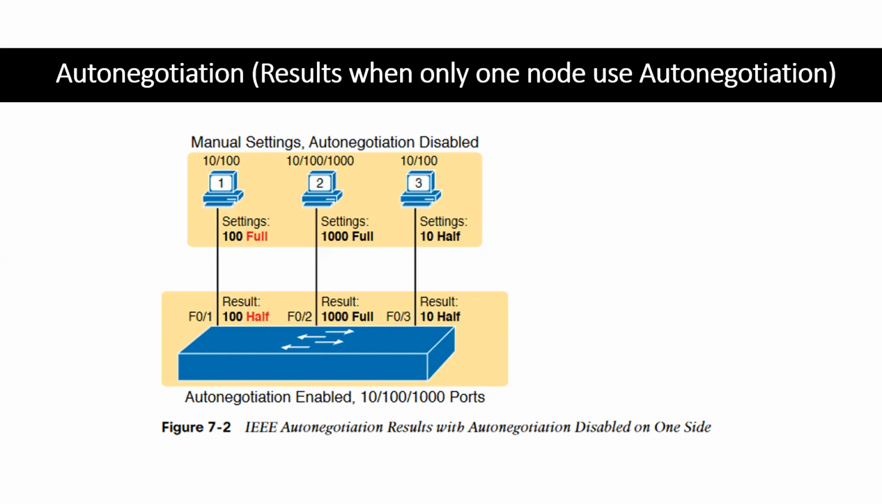You see the duplex. The duplex is full on one side and half on the other. And so with PC1 using full and Fast Ethernet 0/1 using half, what we have here is a duplex mismatch, even though they're the same speeds. So they can send data to each other. PC1 is running full, and Fast Ethernet 0/1 is using half.